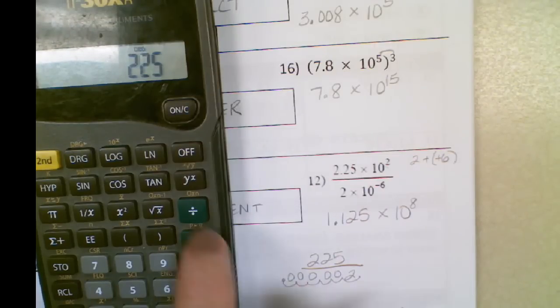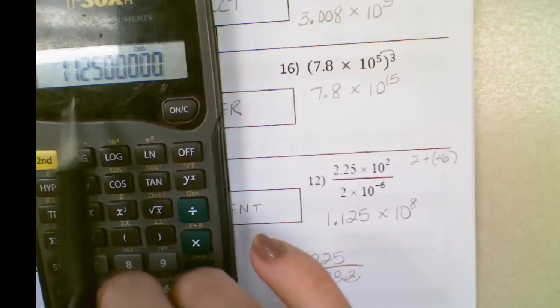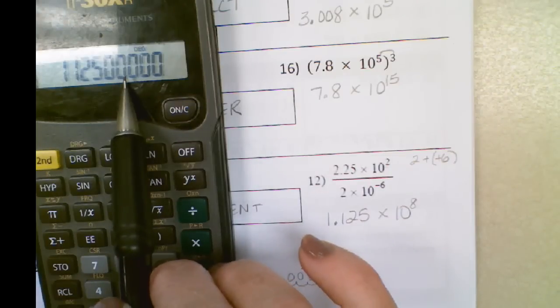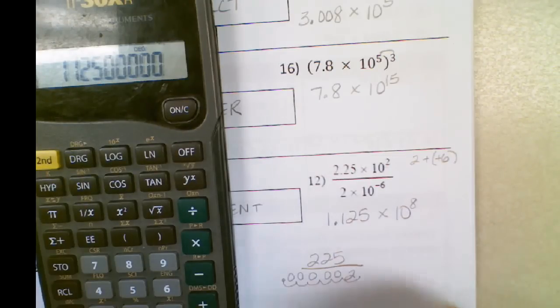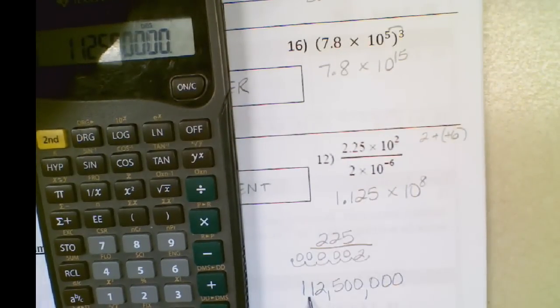So 225 divided by 0.000002, and I get, let's see, what do we have? Thousands, millions, 112,500,000. And if I check that with this, that should be 1.125, which means I should have 8 digits to the right of that. And I have 1, 2, 3, 4, 5, 6, 7, 8. So I'm good to go.